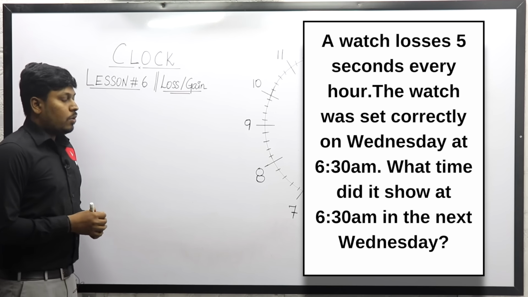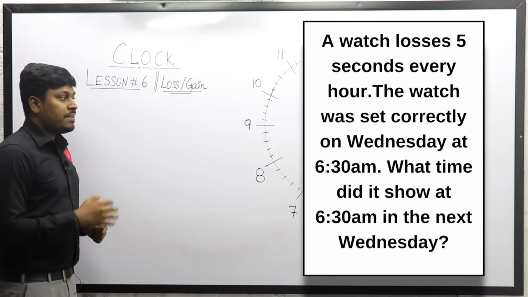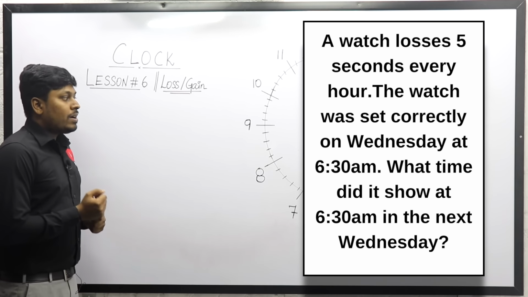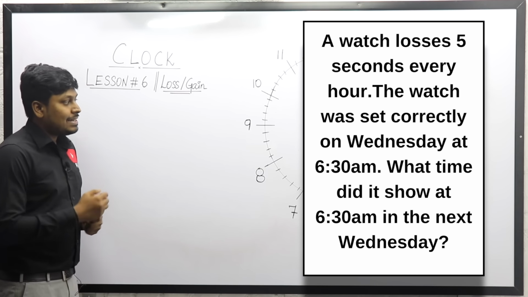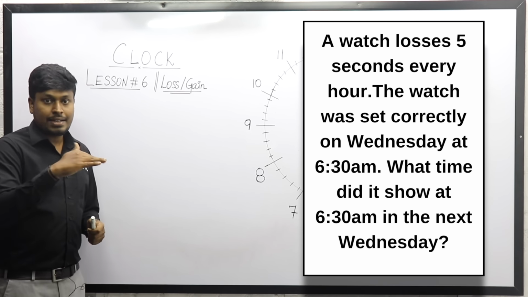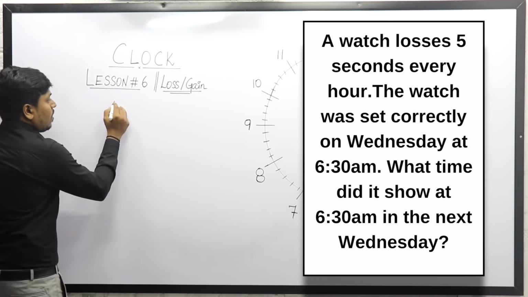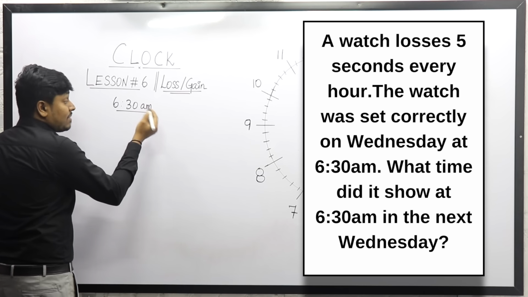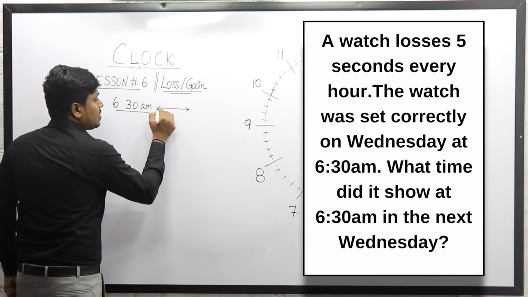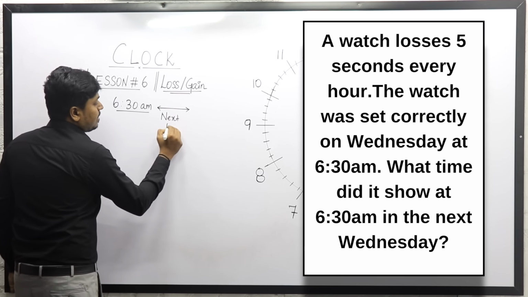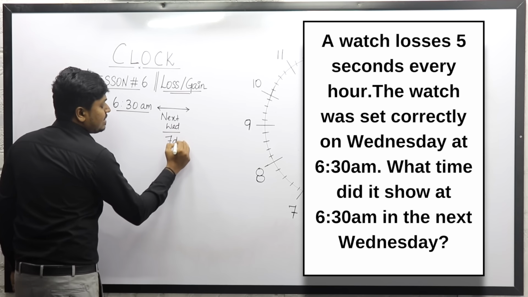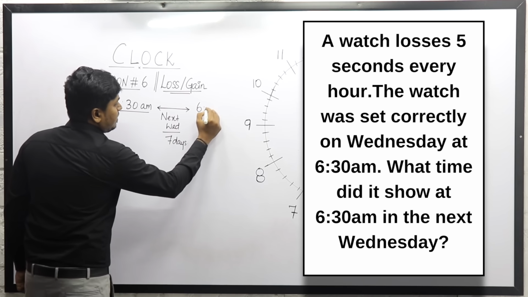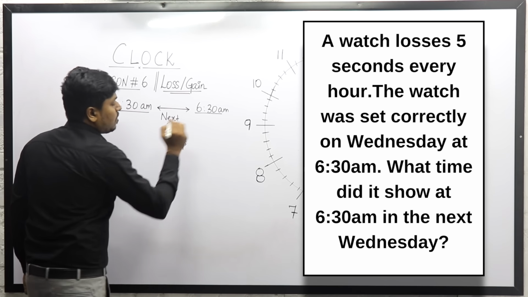Question number 5. A watch loses 5 seconds in every hour. The watch was set correctly on Wednesday 6:30 a.m. So what time did it show at 6:30 a.m. on the next Wednesday? So the gap is 7 days, right? What they are saying is the clock was set right at 6:30 a.m., and our target is to find what time the clock shows on the next Wednesday. Remember the gap: 7 days difference, not 7 hours difference. So our target is to find what time the clock shows at the same time, 6:30 a.m.